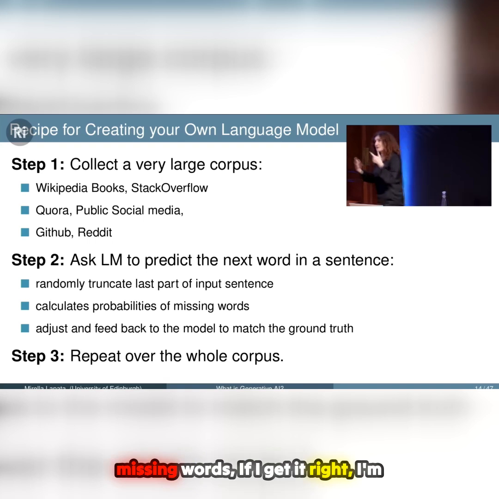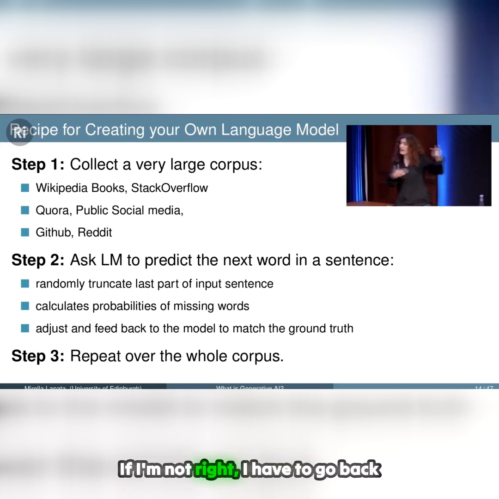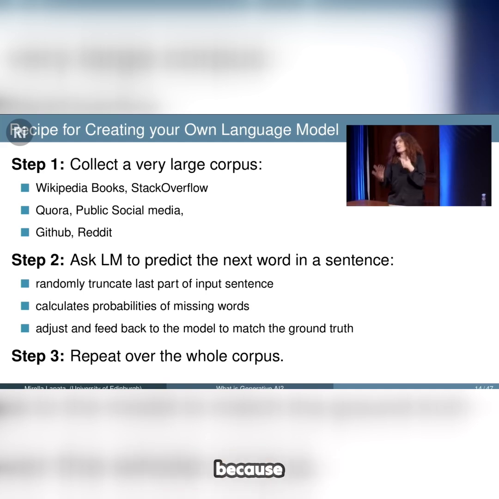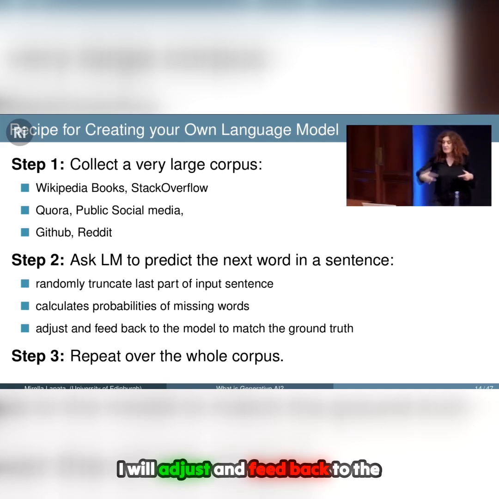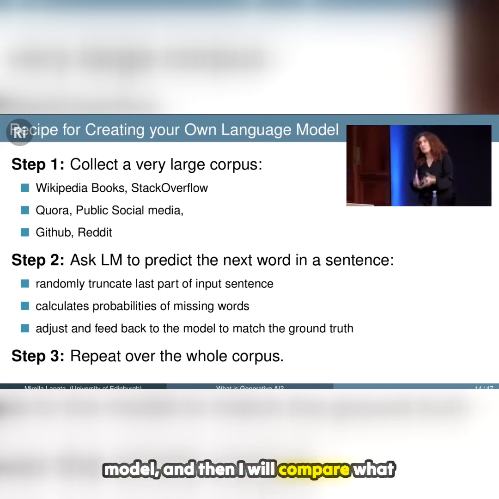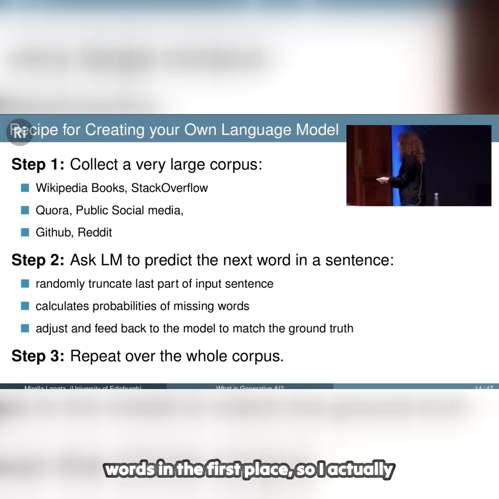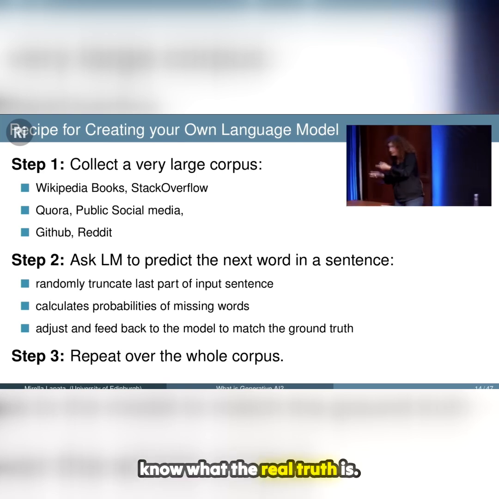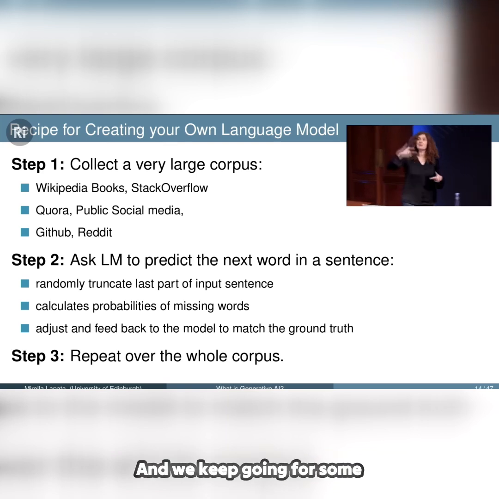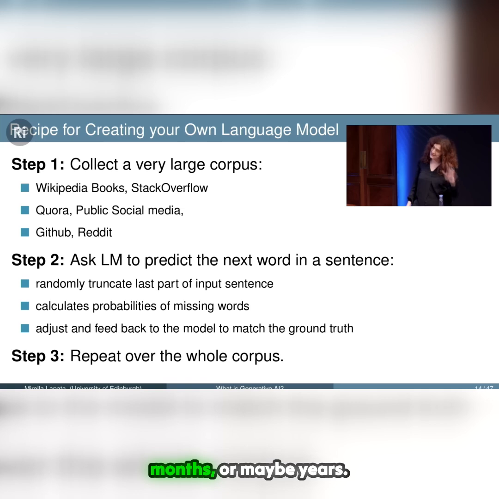If I get it right, I'm good. If I'm not right, I have to go back and re-estimate some things, because obviously I made a mistake. And I keep going. I will adjust and feed back to the model, and then I will compare what the model predicted to the ground truth, because I've removed the words in the first place, so I actually know what the real truth is. And we keep going for some months, or maybe years.